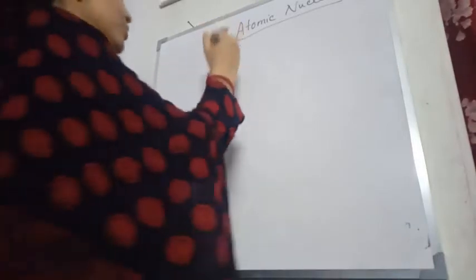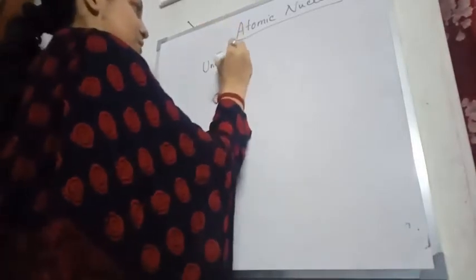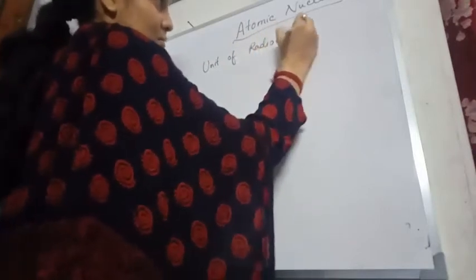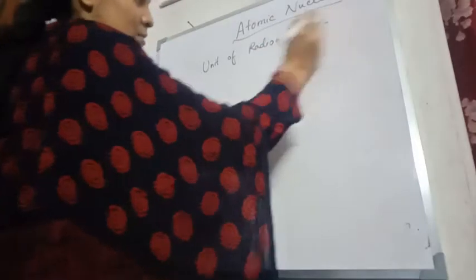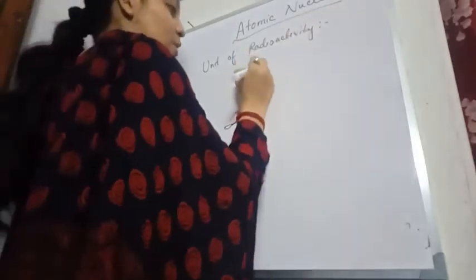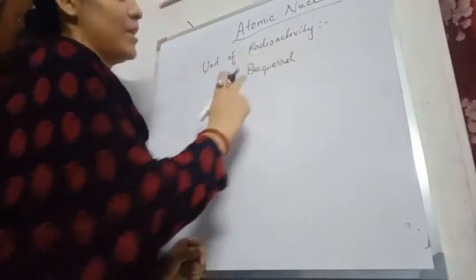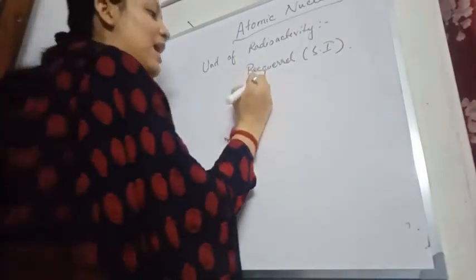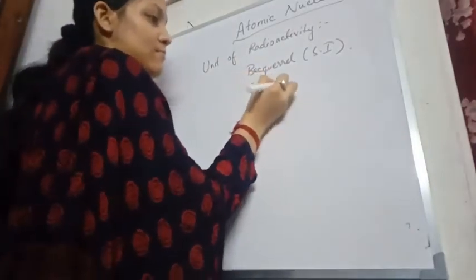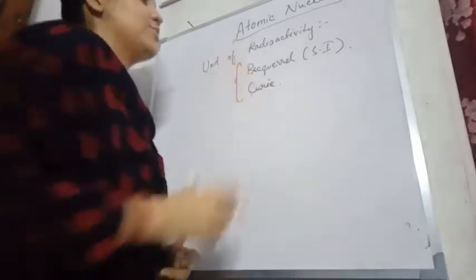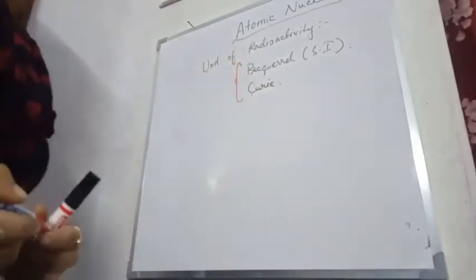Next, we have the unit of radioactivity. Now, what is the unit of radioactivity? It is becquerel. Becquerel is a scientist who discovered radioactivity. He was the first one to observe it. Becquerel is the SI unit of radioactivity. Other units we have Curie. This also you need to know. So these are the two units of radioactivity.